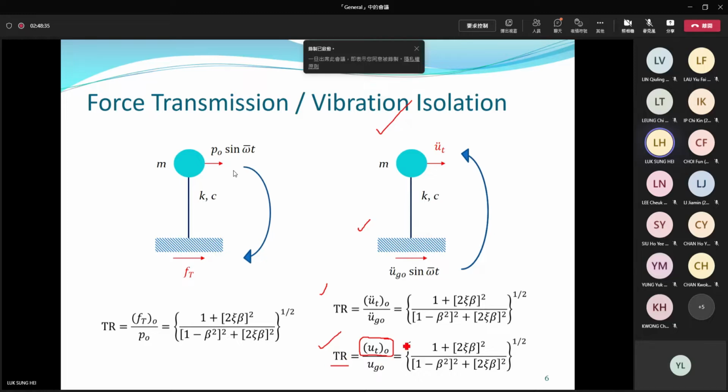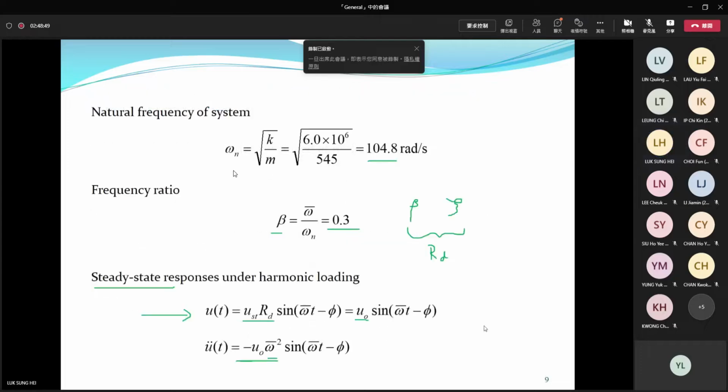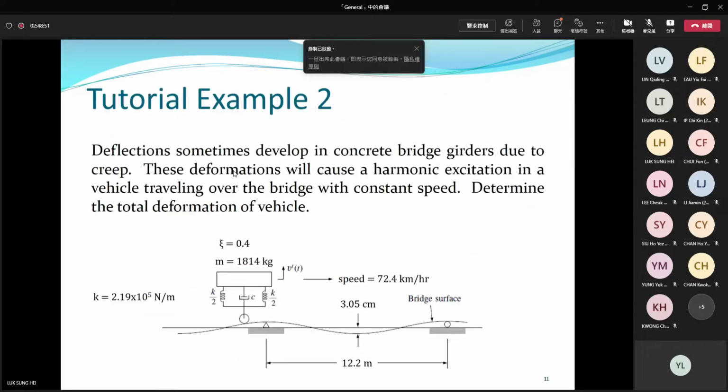How to find out TR? TR depends on two parameters, damping ratio and frequency ratio. So again, we are asked to find these two numbers, damping ratio and frequency ratio. Damping ratio is given, fortunately. You know the damping ratio. Then what about frequency ratio?